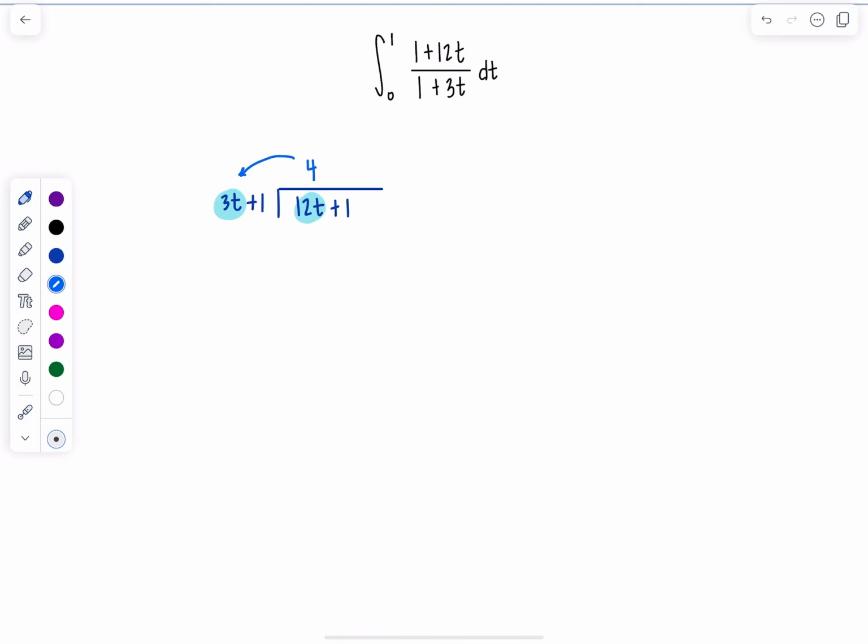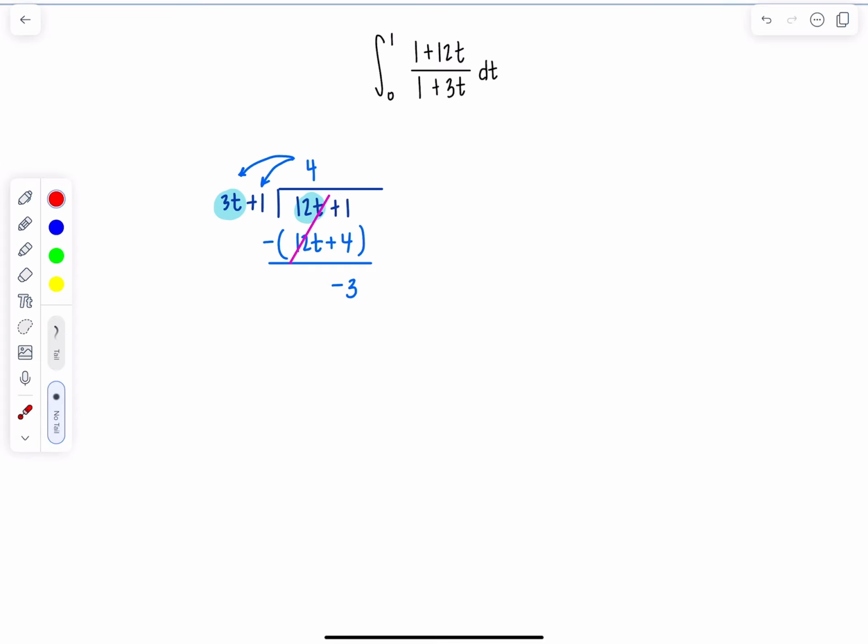Then we distribute the 4 to the divisor and list the result underneath. So this is going to be 12t plus 4. And then the next step is we subtract bottom row from the top row. This furthest left entry should cancel out, otherwise you messed up. And then we have negative 3.